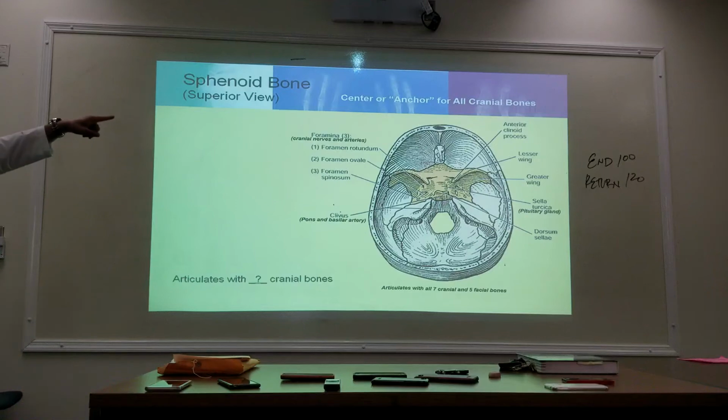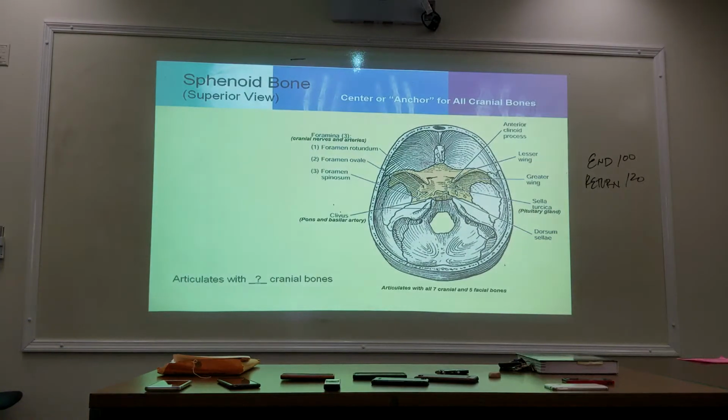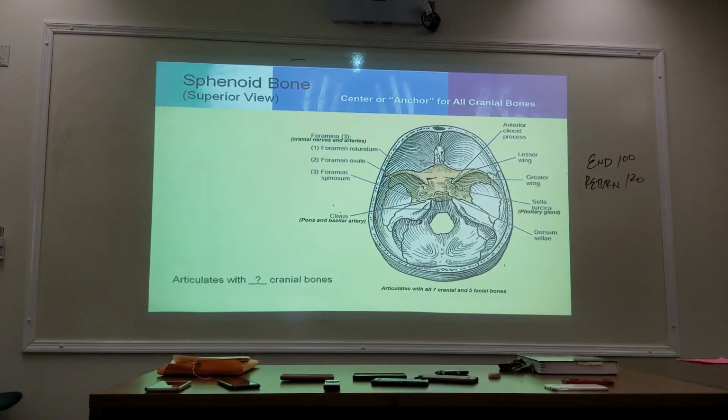Now it's important, that's going to be on the test: the sphenoid bone anchors all the cranial bones. It's an anchor for all the cranial bones. So it articulates with 7 cranial bones as well as 5 facial bones.